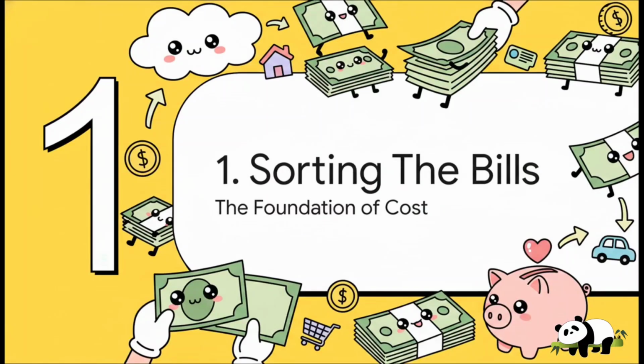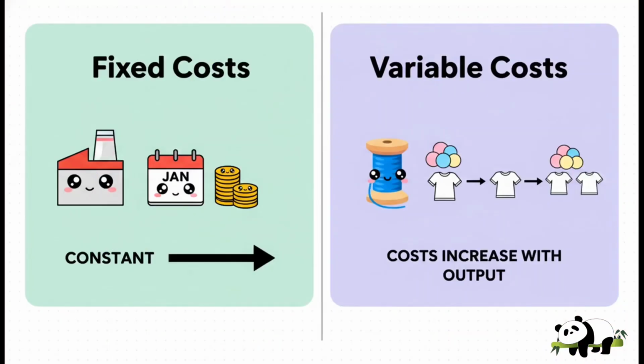Okay, so first things first. Ravi's got to do the not-so-fun part. Sit down with all his receipts and bills. He needs to categorize everything to figure out where all the money is going. This is like step one for any business owner. As he sorts, he realizes his costs fall into two main buckets.